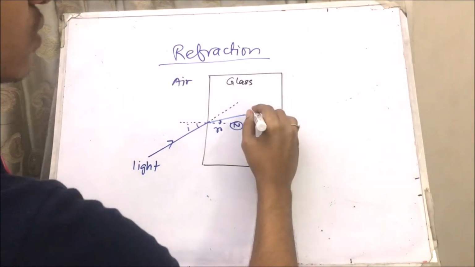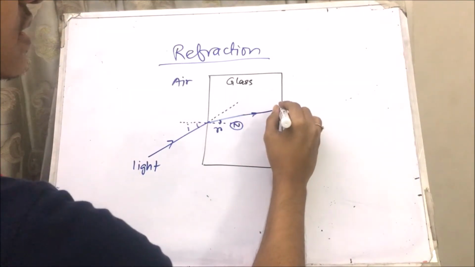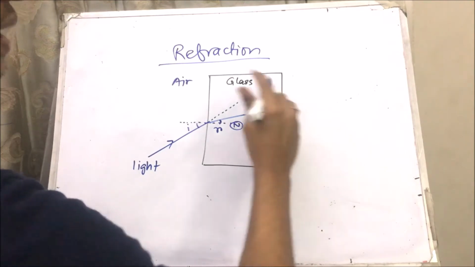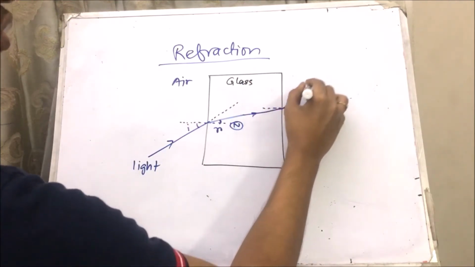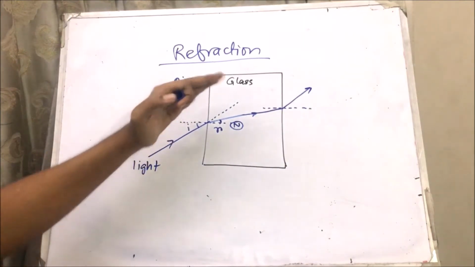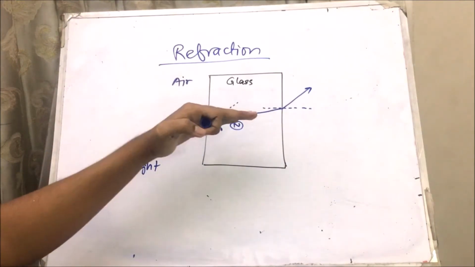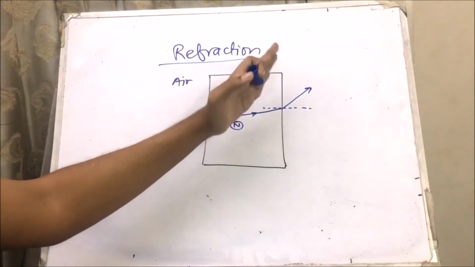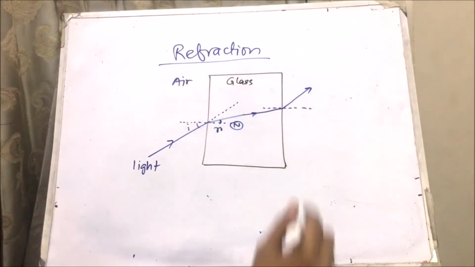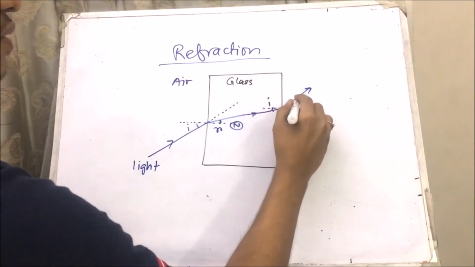Once again, when the light hits the air glass boundary while exiting the glass, the ray bends away from the normal. See, the ray bends towards the normal when it just enters the glass, and it bends away from the normal when it exits the glass. So that's your angle of incidence, and that's your angle of refraction.